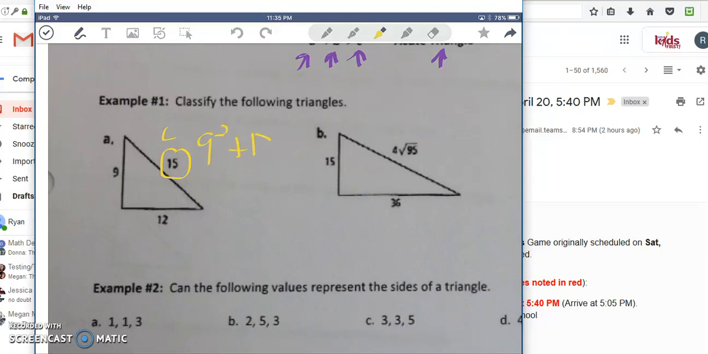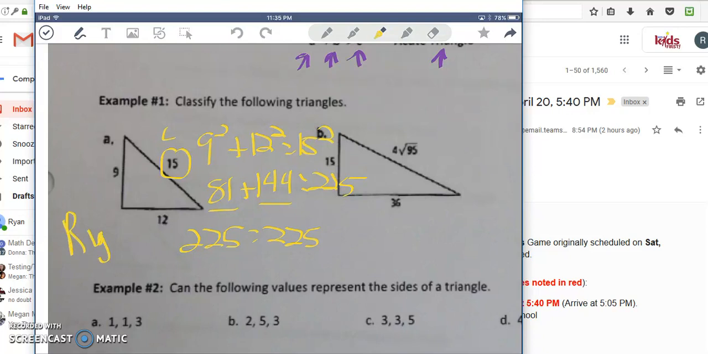9 squared plus 12 squared is equal to 15 squared. So 9 squared is going to be 81, plus 12 squared, which is 144, equals 15 squared, which is 225. So when you add 81 and 144, you end up with 225 is equal to 225. So this particular triangle right here is going to be a right triangle.